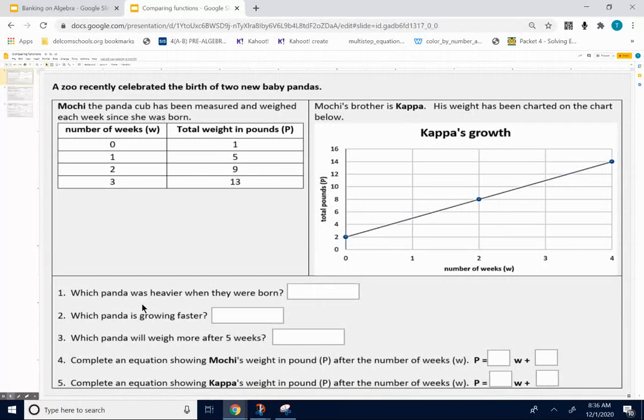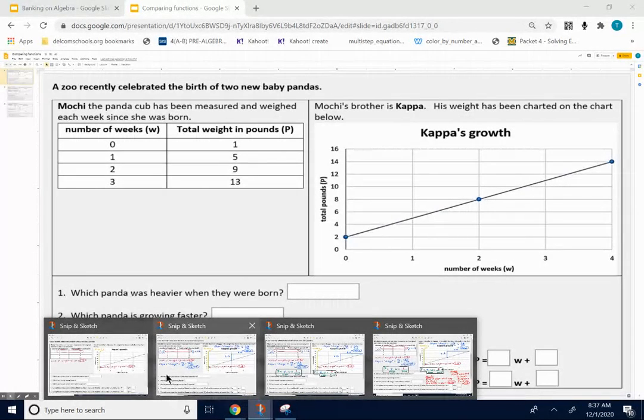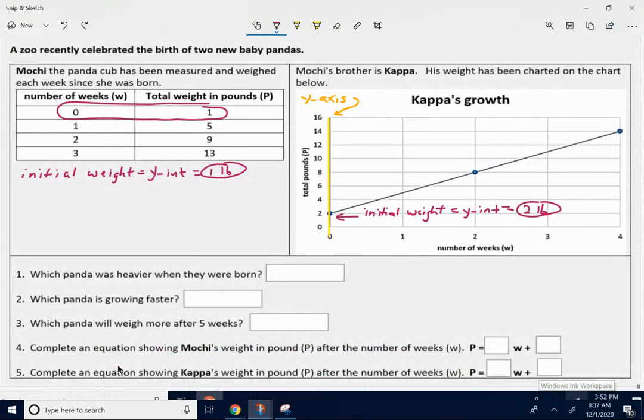The questions: which panda was heavier when they were born? Which panda is growing faster? And which panda will weigh more after 5 weeks? Okay, let's look at the first question. Which panda was heavier when they were born?